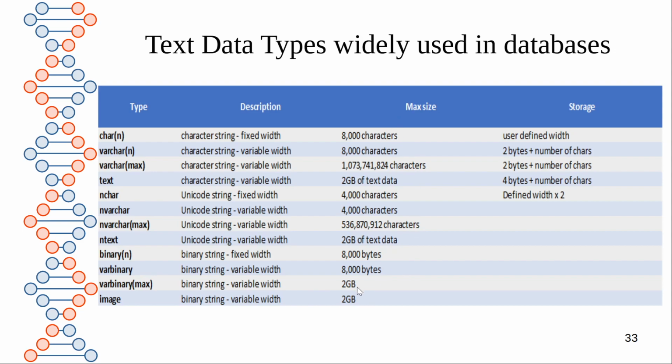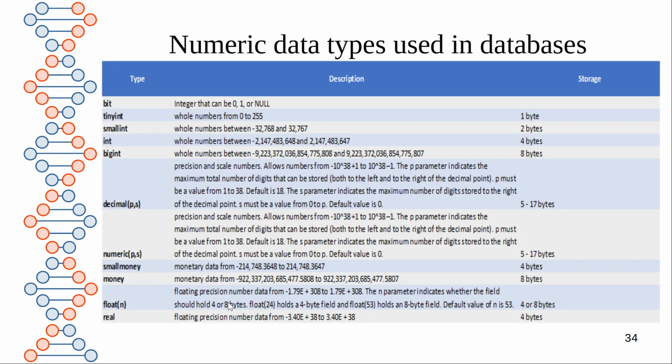So your data size differs based on the maximum size you can store in one field. A small bit will take only 0, 1 or null, right? Tiny int will take 1 byte, small int will take 2 bytes. Tiny int means 0 to 255. Small int means minus 32,768 to this many numbers only can be stored in this field. If you say the field is int type, then you can store this many numbers, minus 214, whatever big number that is. Big int means very big numbers also you can store, but each number will take 8 bytes. If it is tiny int, one number will take 1 byte.